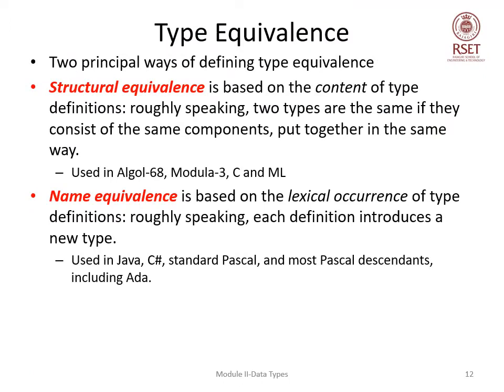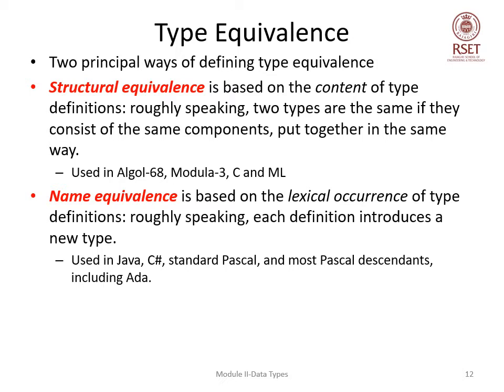Type equivalence. There are 2 ways of defining type equivalence. The first one is structural equivalence and the second one is name equivalence. In structural equivalence, as the name suggests, we look at the structure, that is the contents or the components of a type, and also the way in which it is expressed should be the same. That is, 2 types should have the same components put together in exactly the same way.